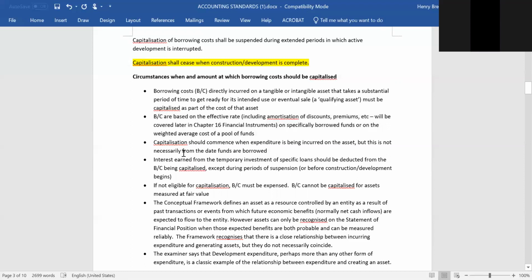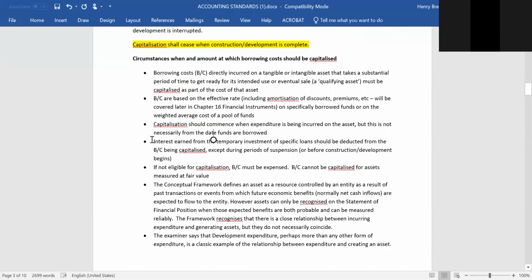That is point 2 as highlighted. We come to point 3, a very, very important issue here. Capitalization should commence when expenditure is being incurred on the asset, as I explained. We start capitalizing the interest when we actually use the loan to self-construct the asset, not when you went for the loan. So as I've hinted, if I decided to go for a loan on 1st January 2020, but I started using the loan to self-construct the asset from 1st May, capitalization cannot start from 1st January. It will instead start from 1st May.